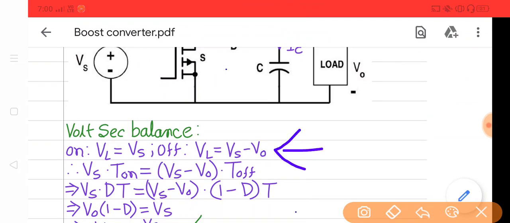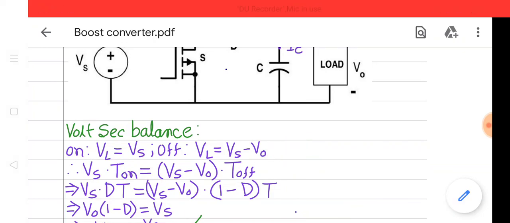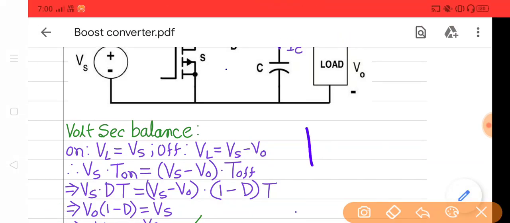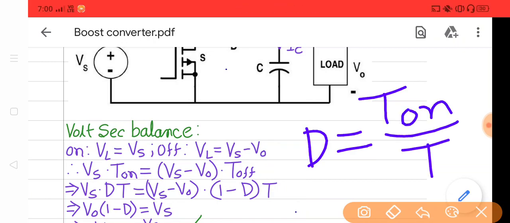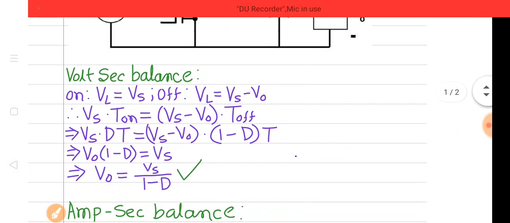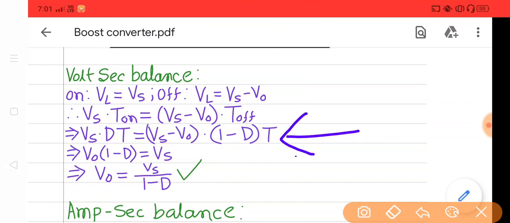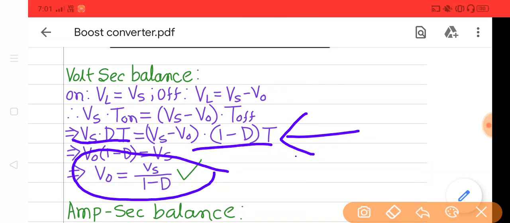We are considering the switch is on for t on time and switch is off for t off time. And D is very important. D is called the duty ratio. D equals t on by T, where T means the total time. On time over total time, that is duty ratio. So obviously t on equals DT and t off equals (1 minus D) into T. Look at this line. Vs multiplied by t on, so Vs multiplied by DT, will be equal to (Vs minus Vo) multiplied by (1 minus D) into T. If you simplify the equation, finally we will get Vo equals Vs divided by (1 minus D).